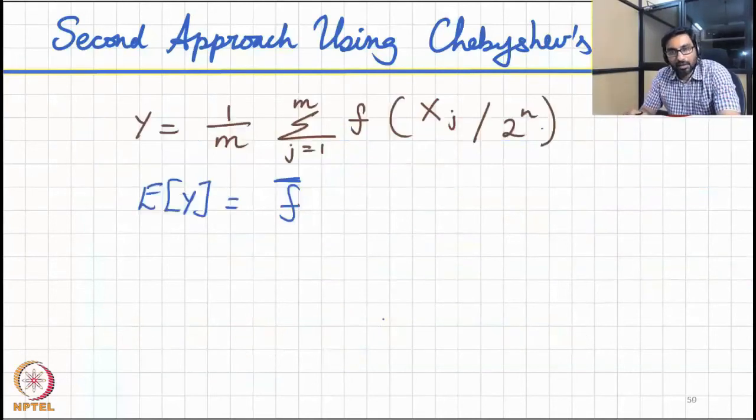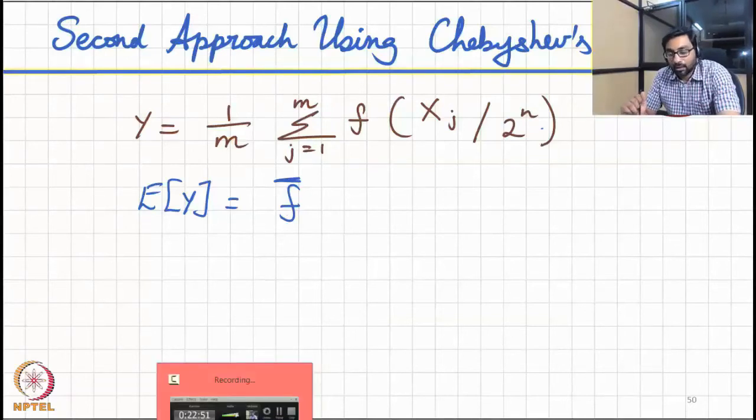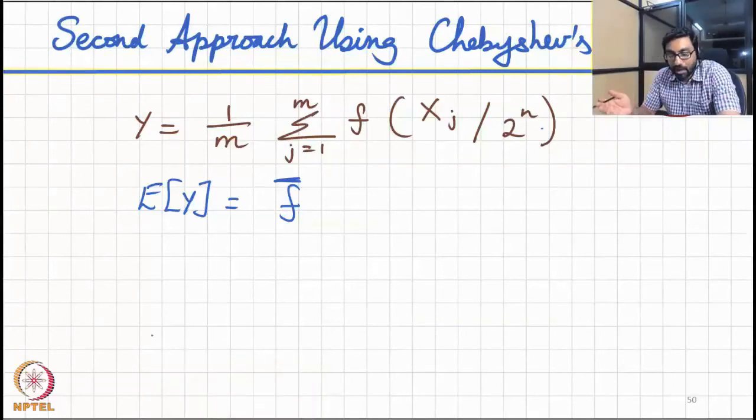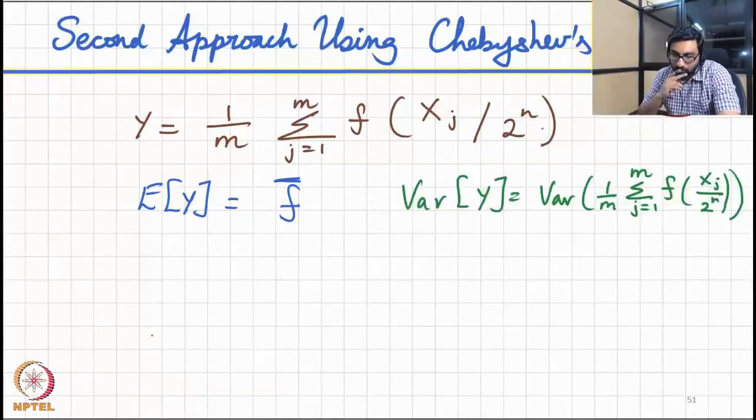And since these xj's are drawn uniformly at random from 0 to 2 power n minus 1, the expectation of y is exactly equal to f bar, which is the estimate of the expectation that we want. So that's great, but how are we doing on the variance front?